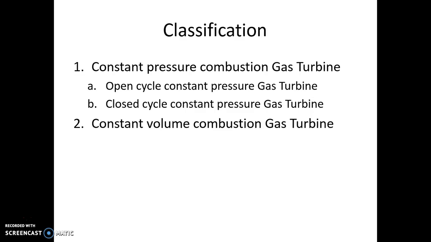In the classification there are two types. One is the constant pressure gas turbine, the other is the constant volume gas turbine. Under constant pressure combustion gas turbines, we have two types: one is the open cycle constant pressure gas turbine, the other is the closed cycle constant pressure gas turbine. In open cycle, the gas after combustion is left to the atmosphere, but in closed cycle it is recirculated to the compressor.